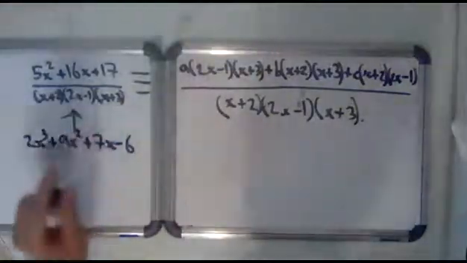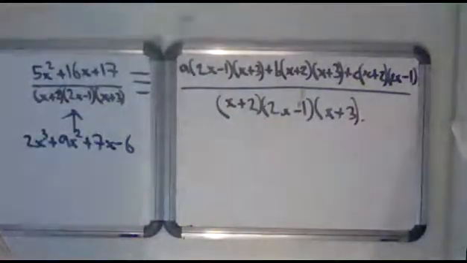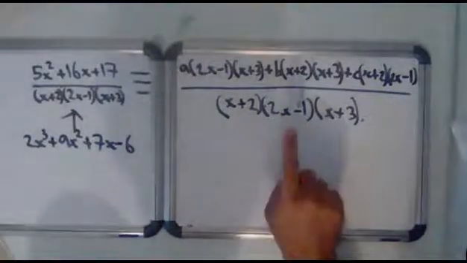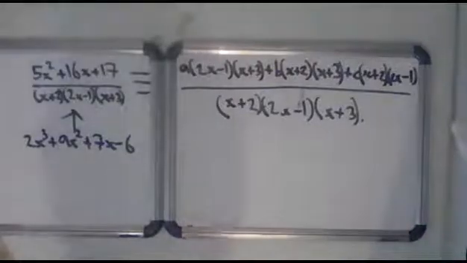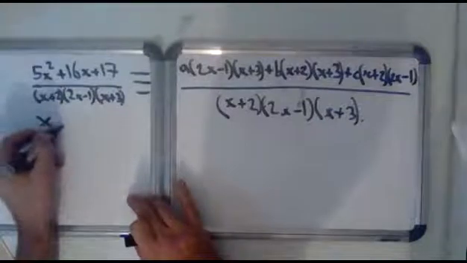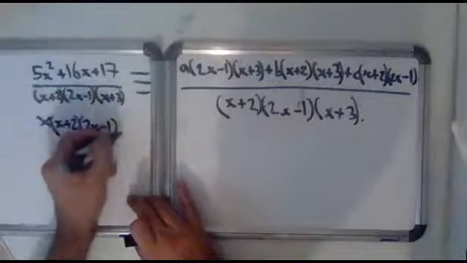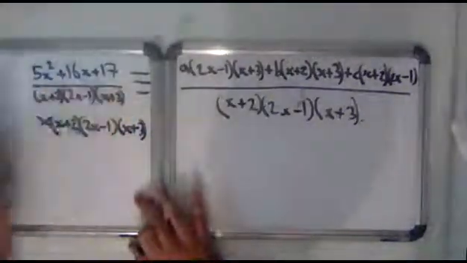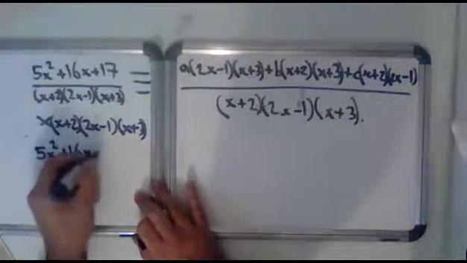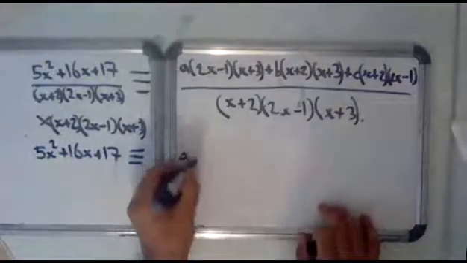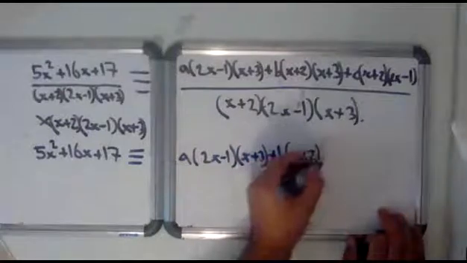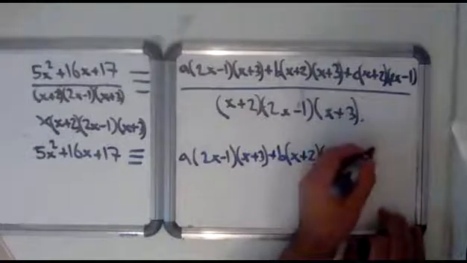So 5x squared plus 16x plus 17 over x plus 2, 2x minus 1, x plus 3 equals a, 2x minus 1, x plus 3, plus b, x plus 2, x plus 3, plus c, x plus 2, 2x minus 1, over x plus 2, 2x minus 1, x plus 3. Now we almost get into something that looks manageable. So the next step is clearly to multiply through by the denominator, x plus 2, 2x minus 1, x plus 3, both sides. All that's going to happen is that they disappear. So you're going to have 5x squared plus 16x plus 17 is identical to a, 2x minus 1, x plus 3, plus b, x plus 2, x plus 3, plus c, x plus 2, 2x minus 1.